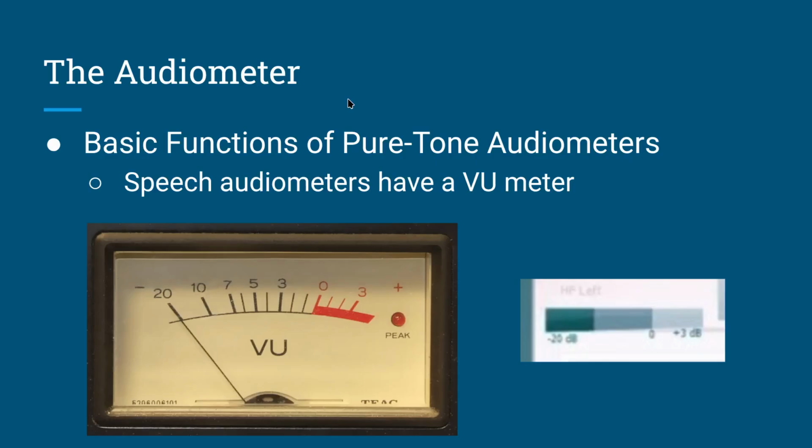On the left, you have an old school analog VU meter. On the right, I know it's a little bit blurry, that's a screenshot of a more modern VU meter on my clinical audiometer from work. You can see that it doesn't have nearly as many numbers outlaid on it.